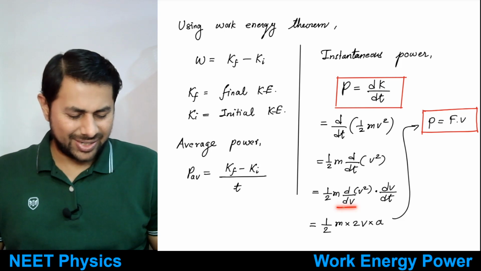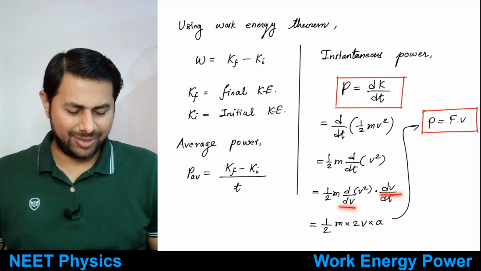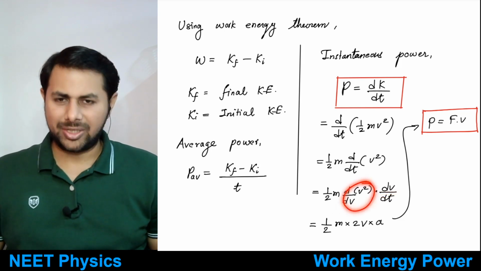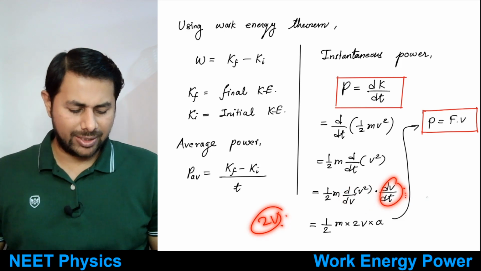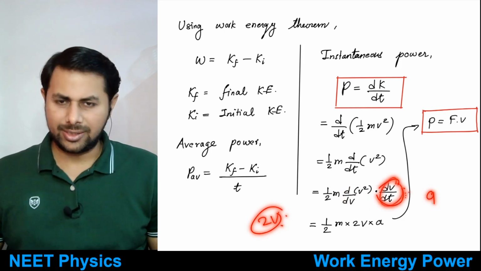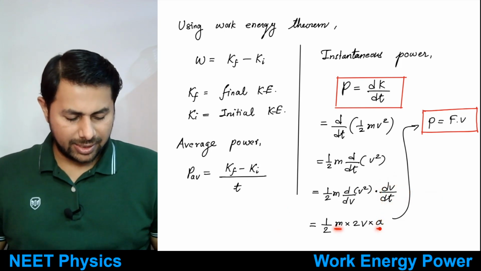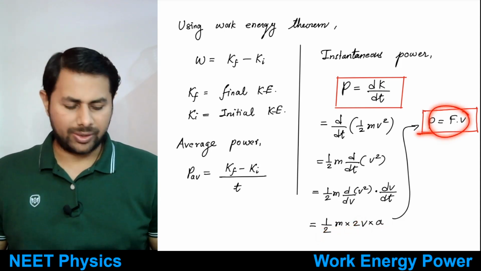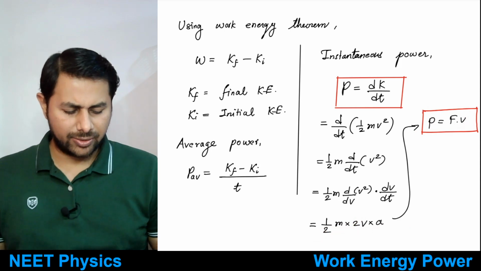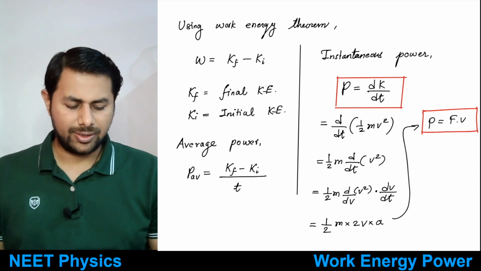You take the derivative with respect to v, that means you divide by dv and multiply by dv. So the derivative of v square with respect to v is 2v. And what is dv by dt? dv by dt is just acceleration a. So then you can write that this is mass times acceleration, this 2 gets cancelled, and therefore power is equal to force times velocity. So in two ways you can find out that power is just force times velocity.